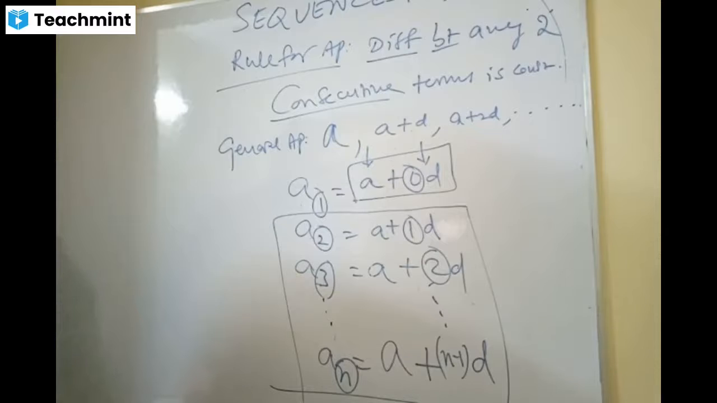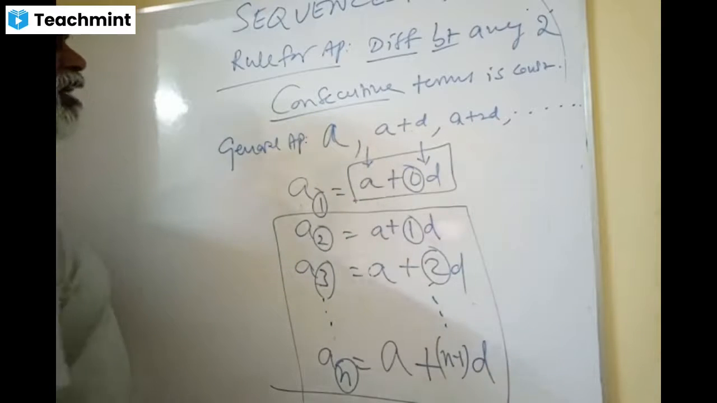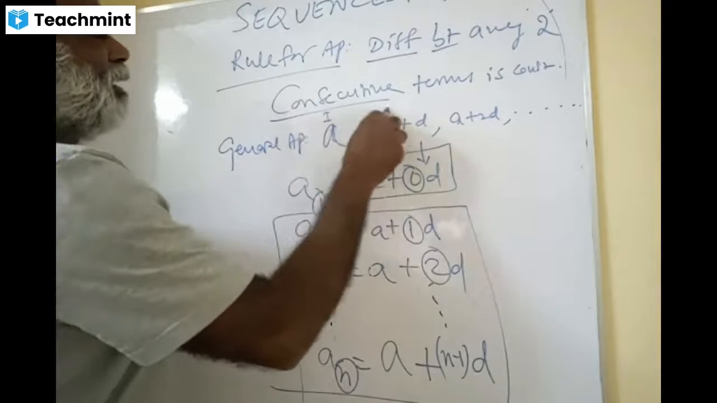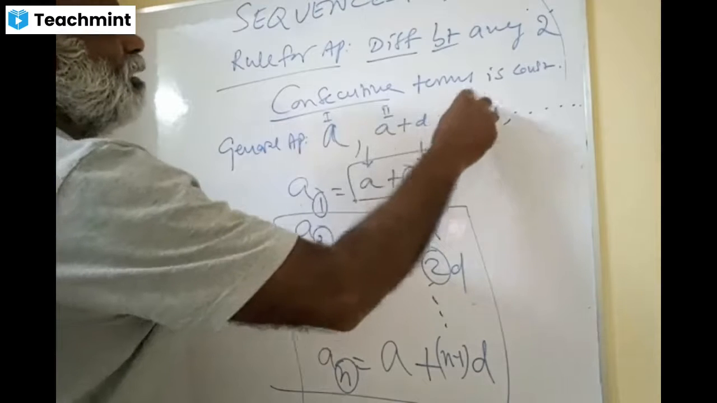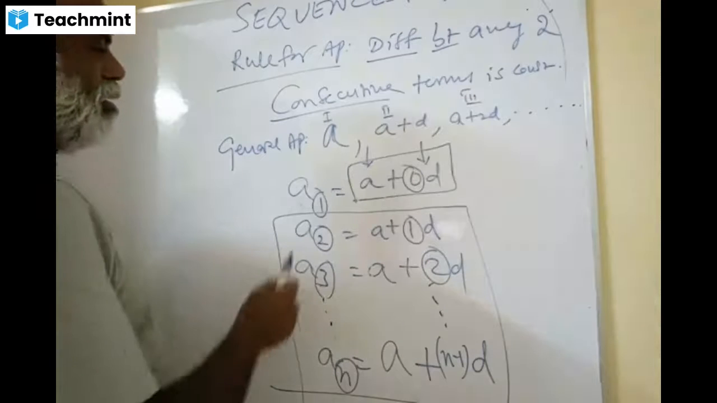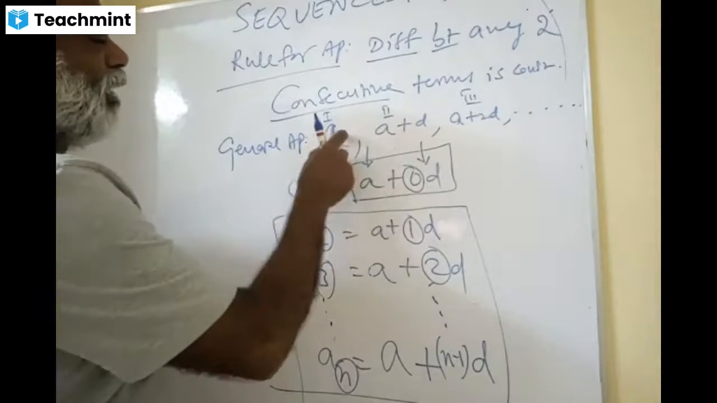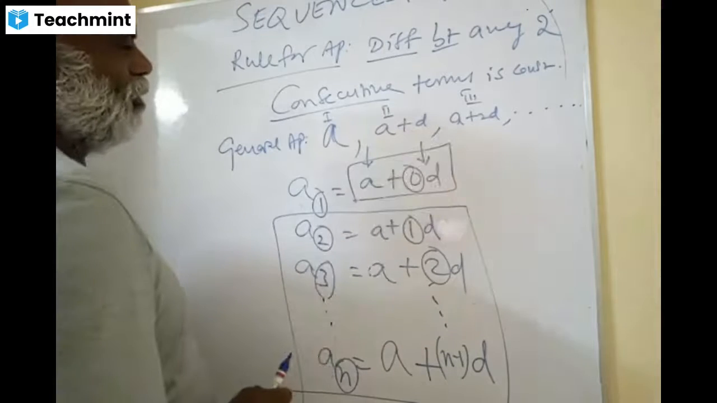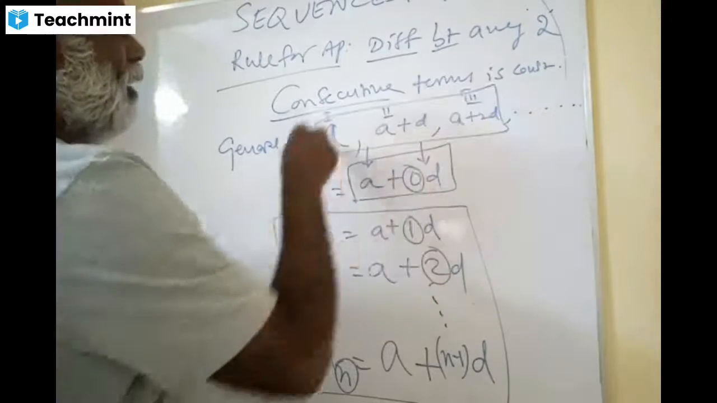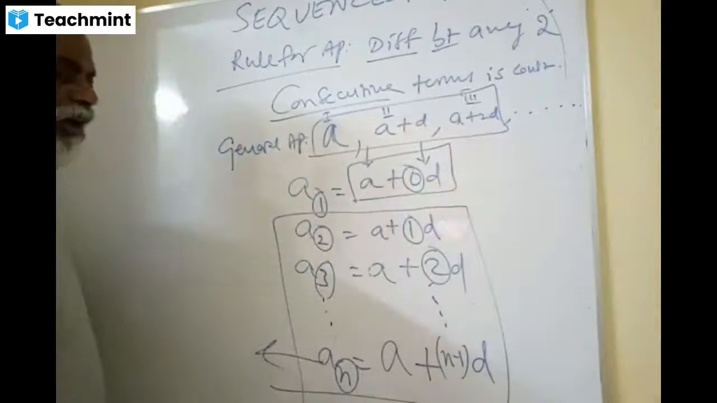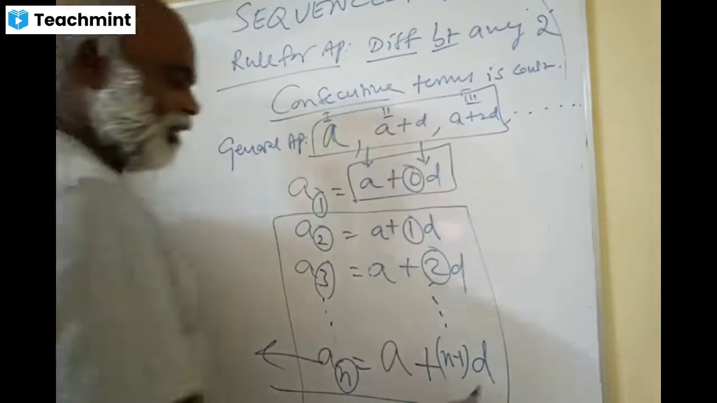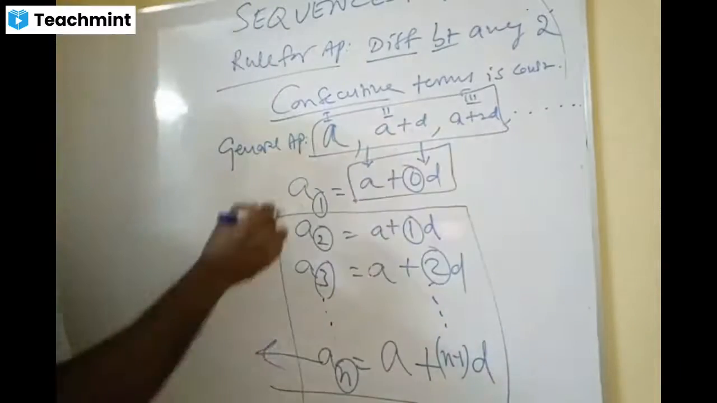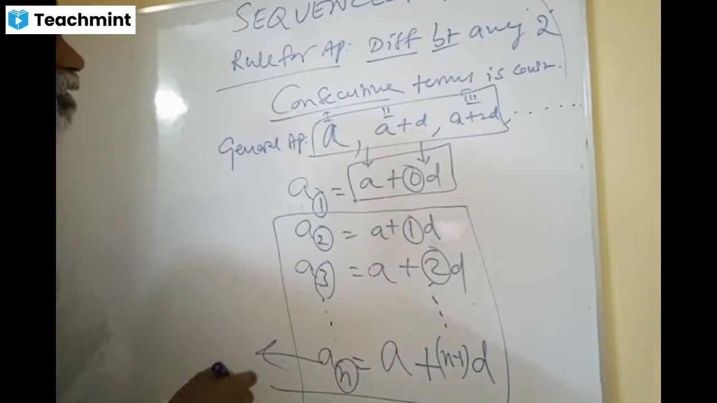See, friends, this is my first term, this is my second term, this is my third term. The first term is only a, since 0 into d is 0. This is my general AP. Then what does An stand for? An stands for the nth term. A1 stands for the first term, A2 stands for the second term.